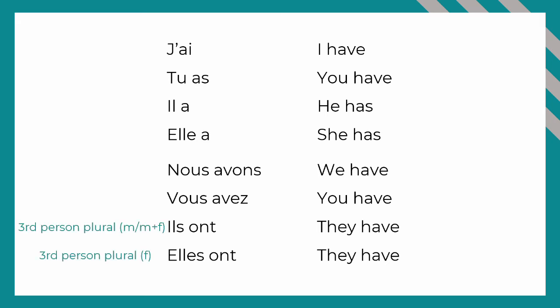Ils ont, which is the third person plural, is used when the nouns or the objects being mentioned are all either masculine or masculine and feminine both. But elles ont is used when the people or objects being talked about are all feminine.